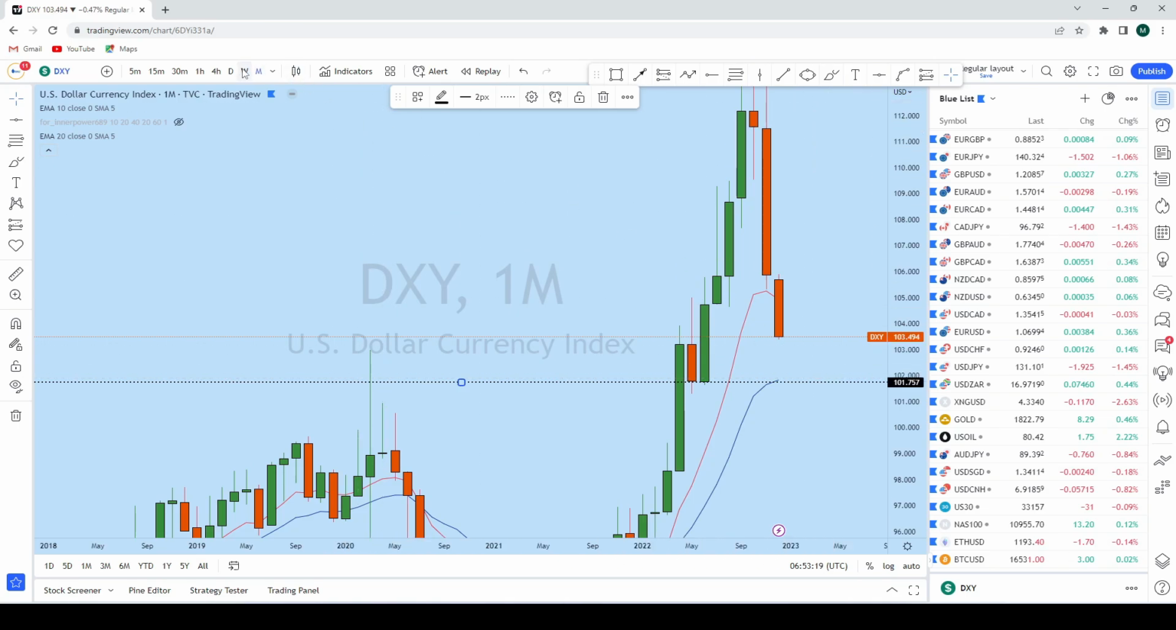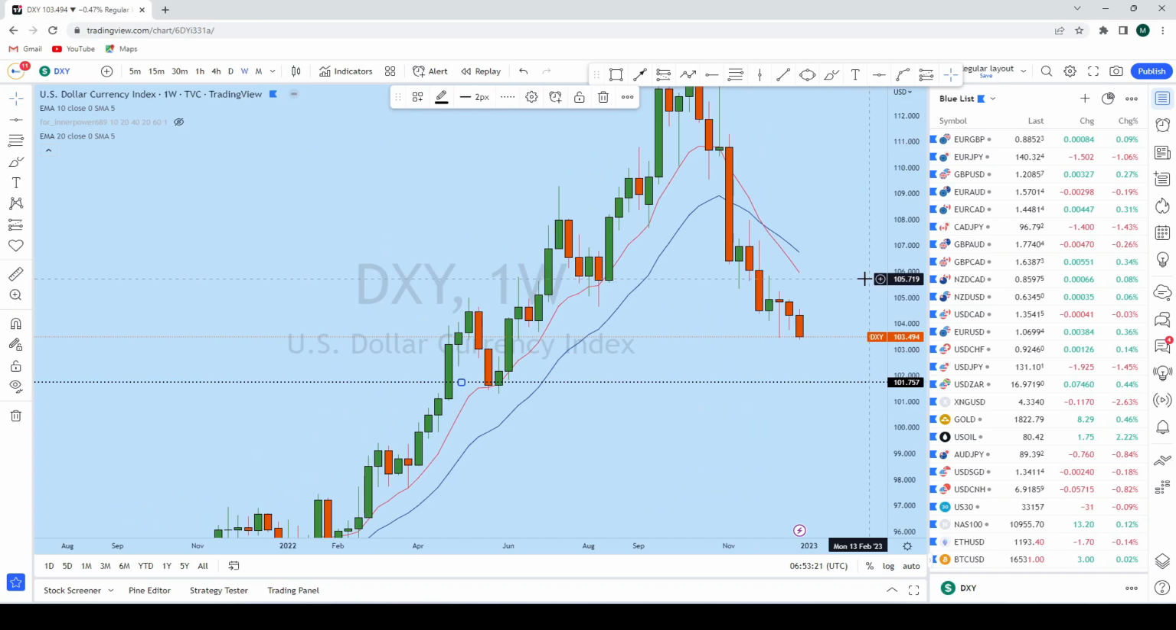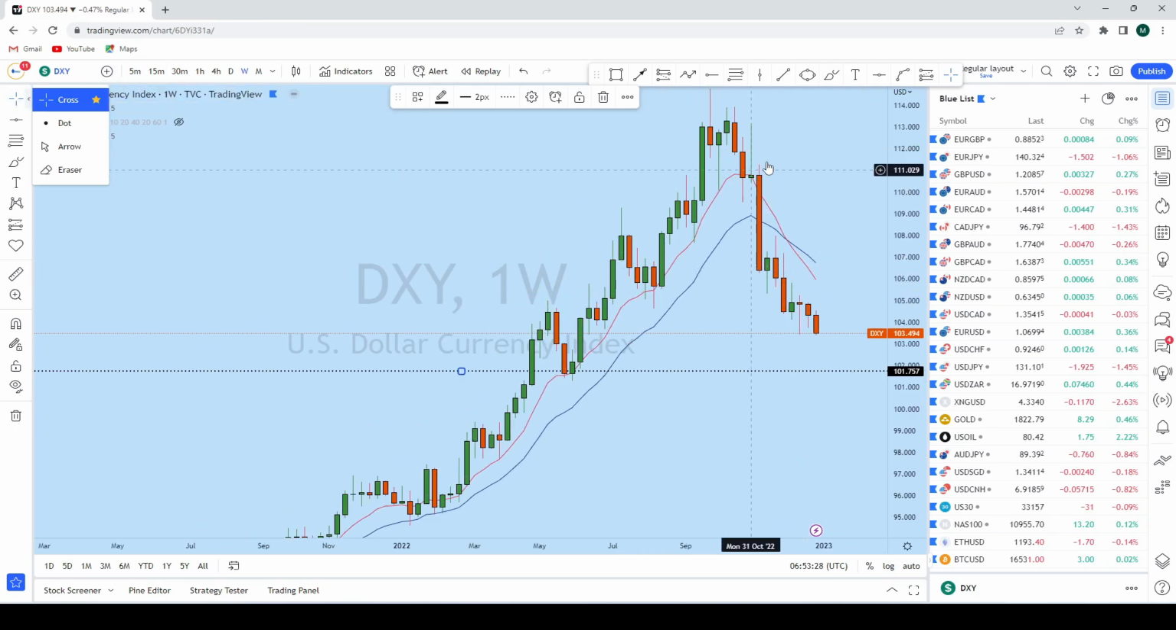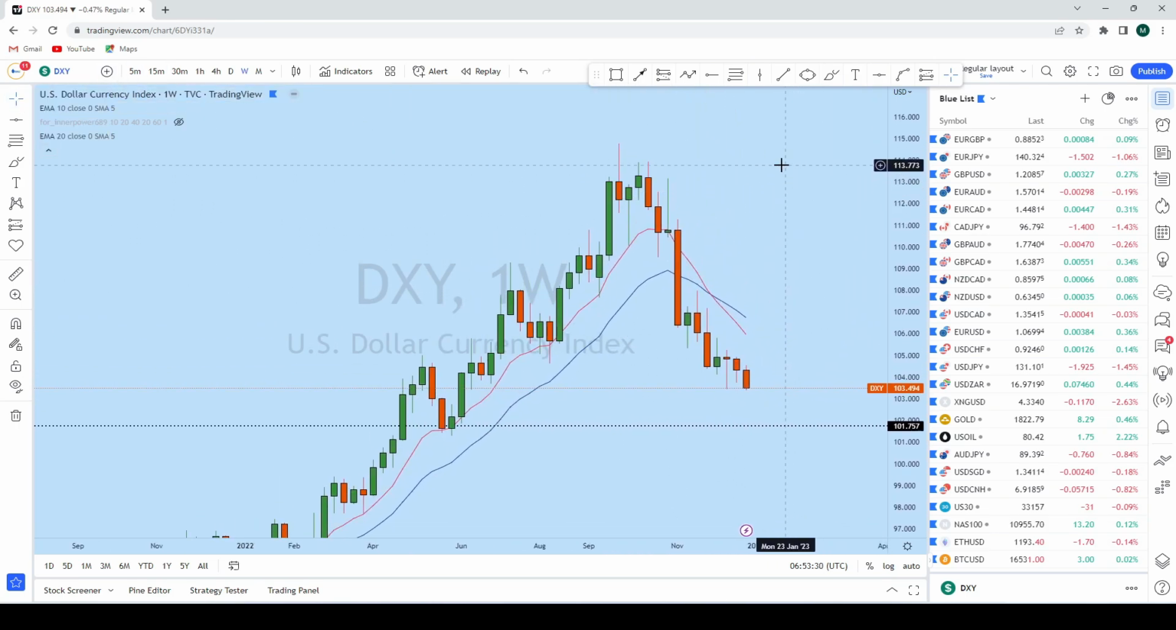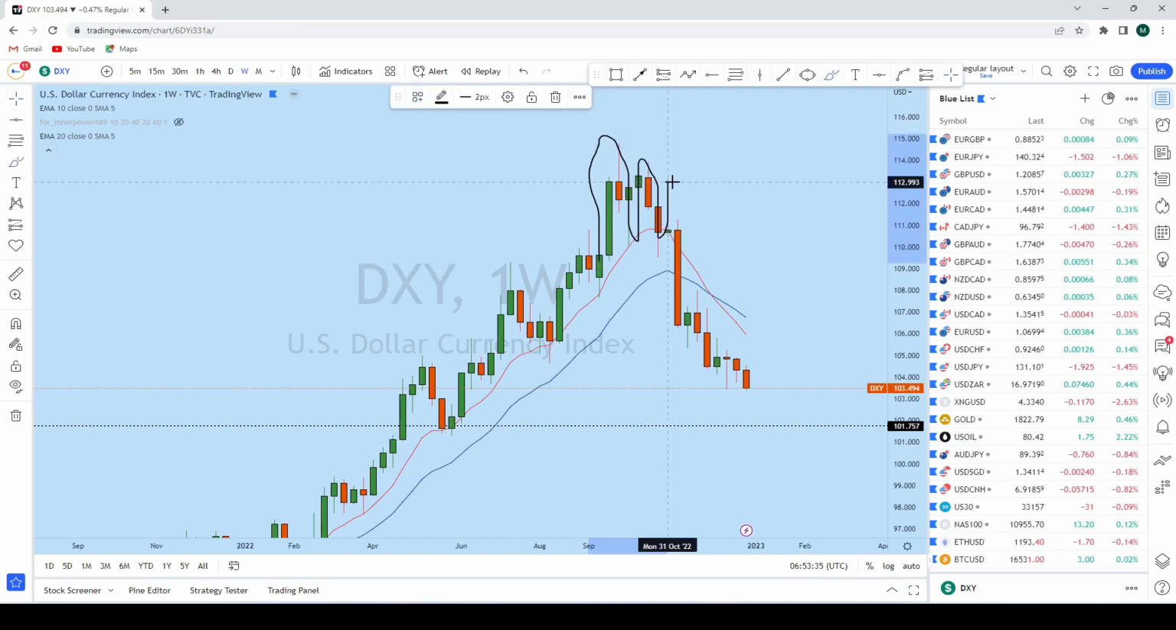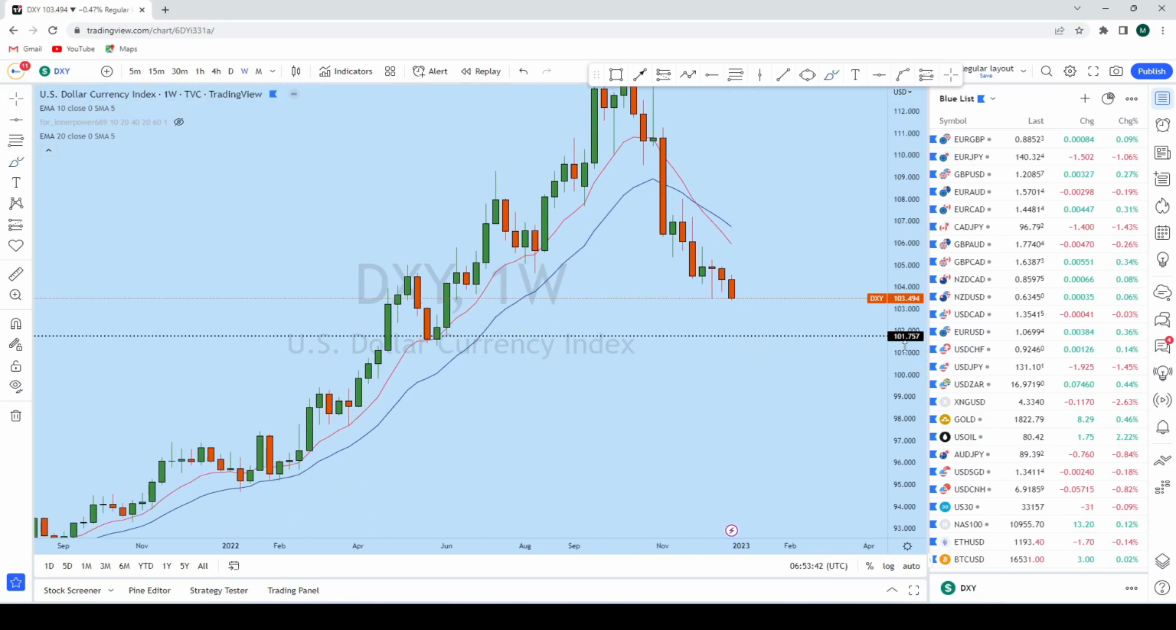Now if we look at the weekly perspective, what we see is that DXY on the weekly time frame is also highly bearish. Now if we see this market structure and price action on the weekly perspective, we see there is a clear head and shoulders here on DXY and then it has broken down, and every week the price was creating a series of lower highs and lower lows.